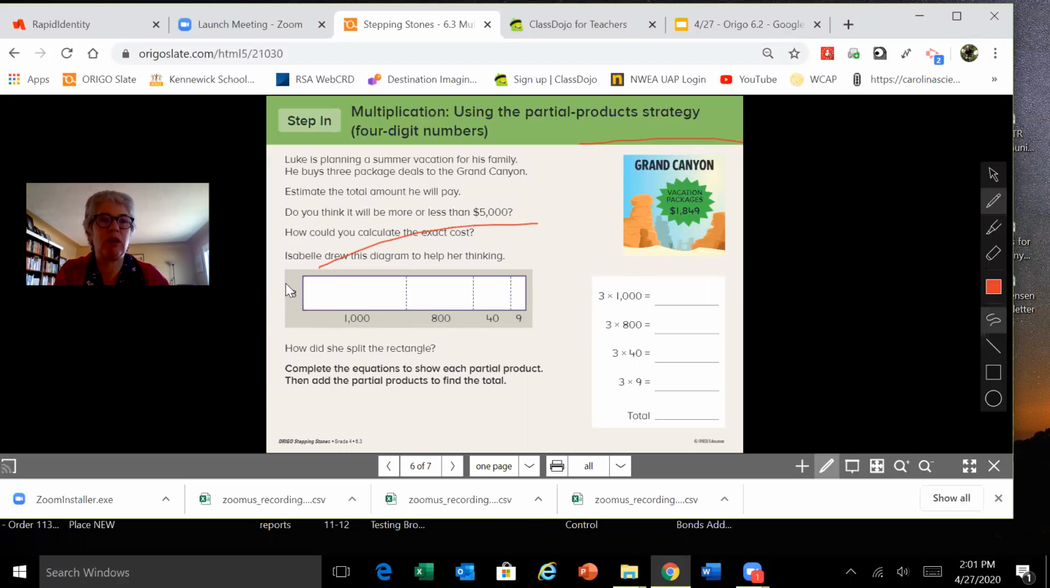So we can see there's 3, and then this right here is the number we're going to be multiplying. It's 1,849. And I can see down here that 1,849 has been split out by place value so that we can multiply. So this looks like an array of what we did the other day. So I can see there's the 1,000, the 800, the 40, and the 9. So 3 times 1,000 would equal 3,000.